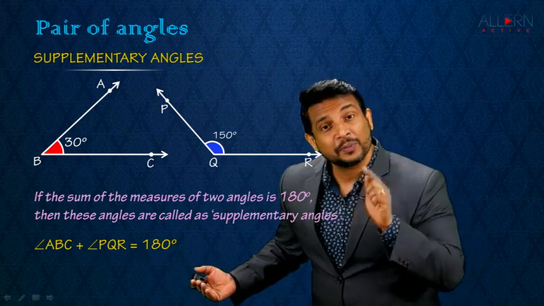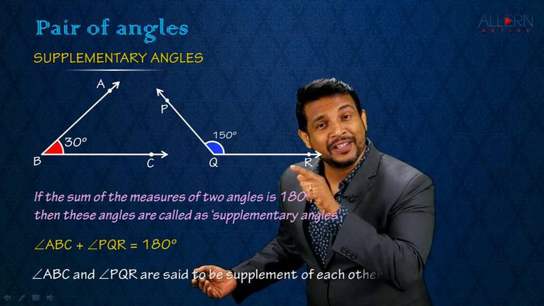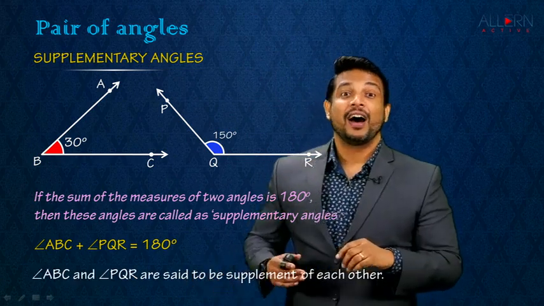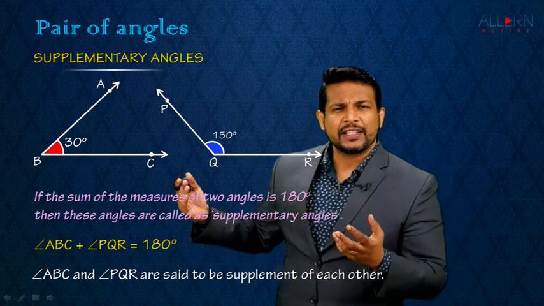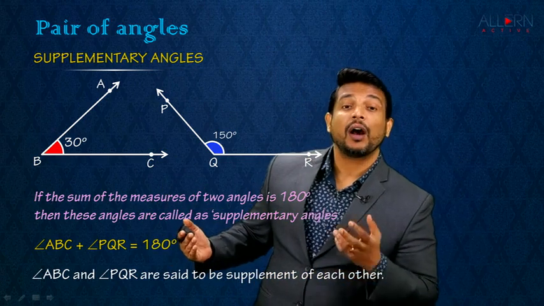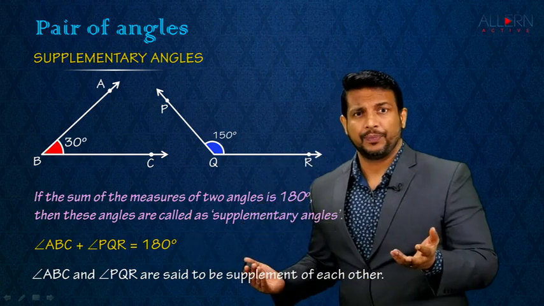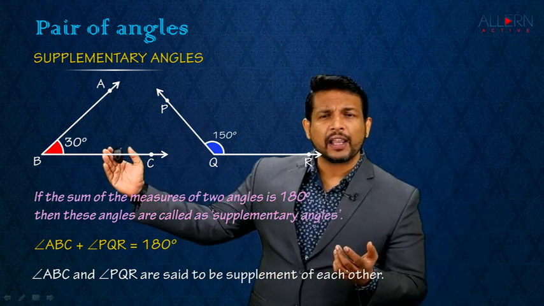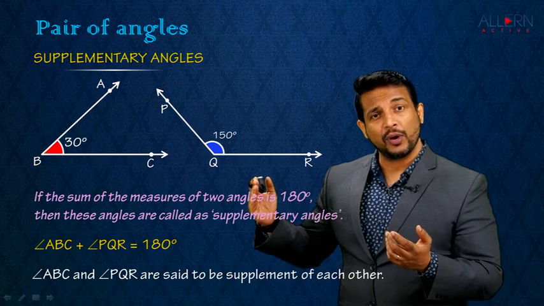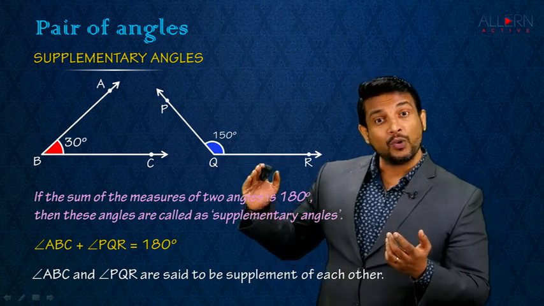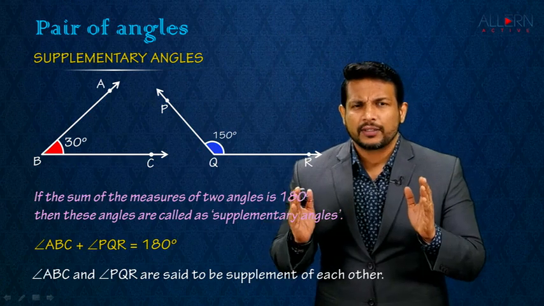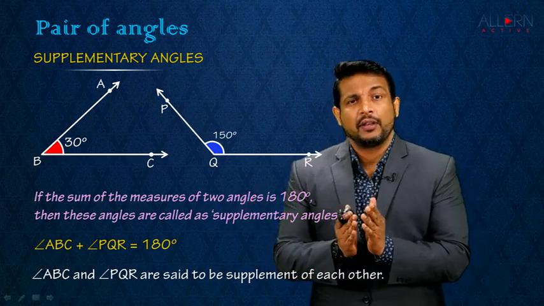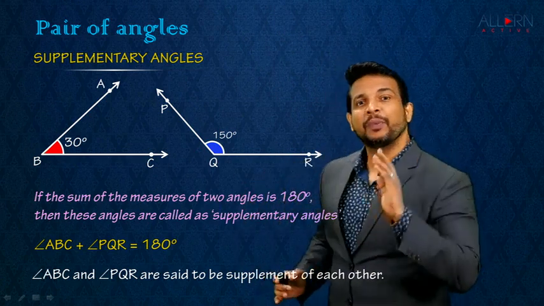That means as per this definition, we know that angle ABC and angle PQR are supplementary angles. In other words, the other way of writing it is, we can say angle ABC and angle PQR are said to be supplements of each other. That means the supplement of angle ABC is angle PQR. The supplement of angle PQR is angle ABC. What are supplementary angles? Very simple. When two angles add up, their sum is 180 degrees, we say they are supplementary.